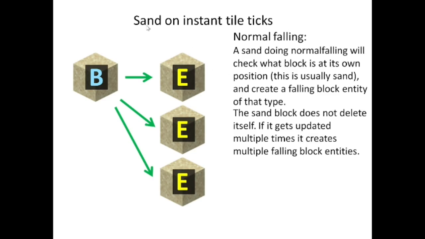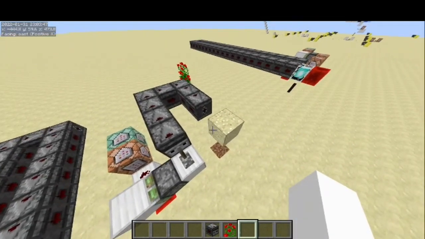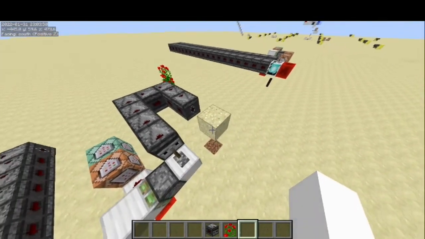But as soon as the first of these sand entities gets processed, the sand will check whether it's inside a block of the same block state. And if it is, then it will delete this block and continue to fall. And if one of these sand entities gets processed and sees that it's not in a block of the same block state, then it will just delete itself. So if you use one sand block to create multiple sand entities, then the first sand entity will get processed and delete the sand block, and all the other sand entities which get created will just delete themselves, because when they get processed, they are inside an air block and they weren't ticked yet, and then they will just delete themselves.